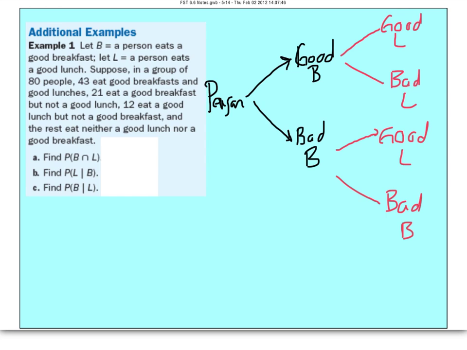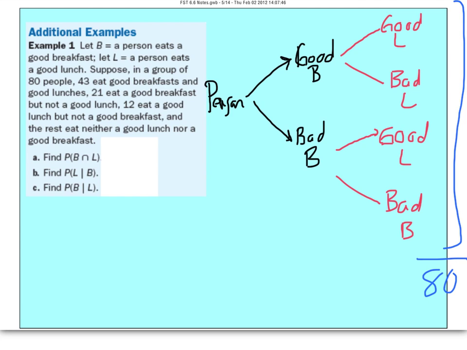So here we can see there's 4 different possible outcomes. For example, if I'm the person, maybe I had a bad breakfast, but I could have a good lunch. So these 4 different branches show me the possible outcomes. Let me put some counts to what they're telling me here. So suppose a person in a group of 80, so we know the total at the end here has to be 80 people in total.